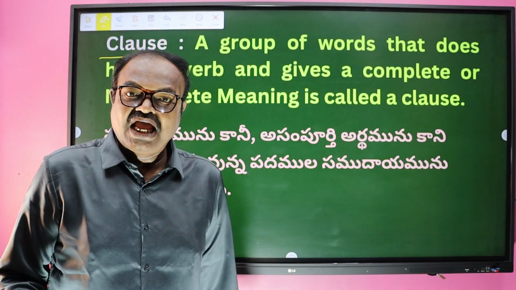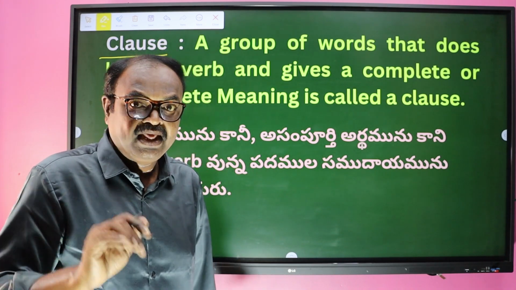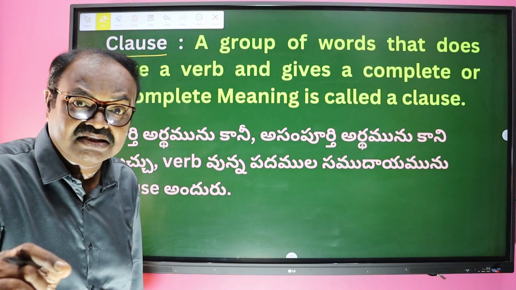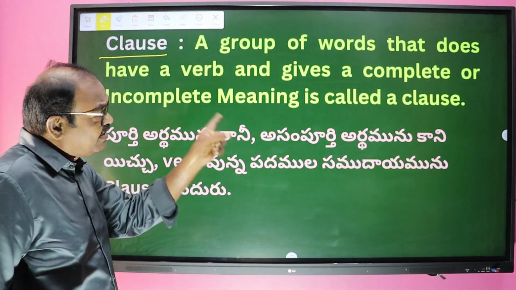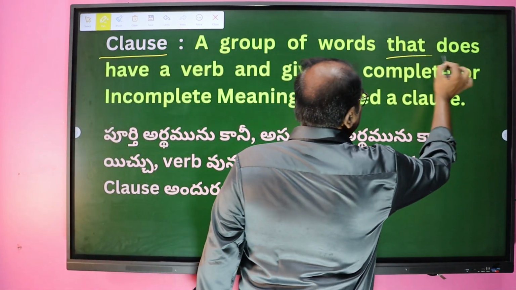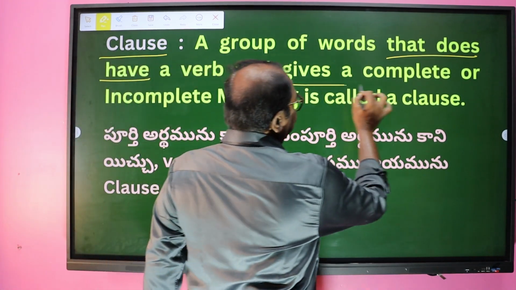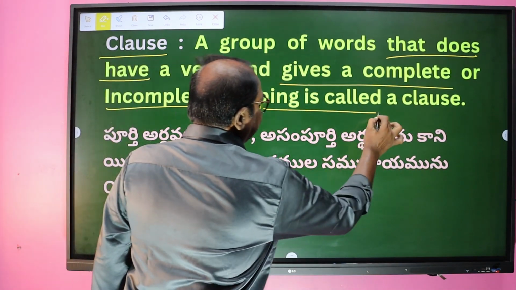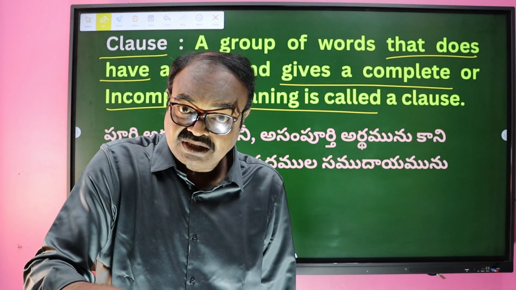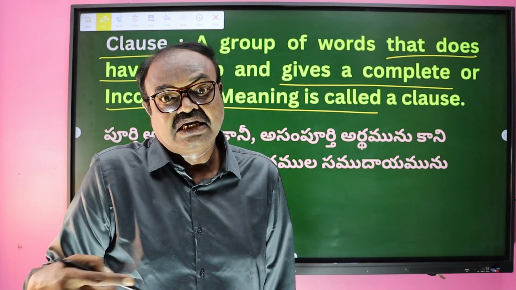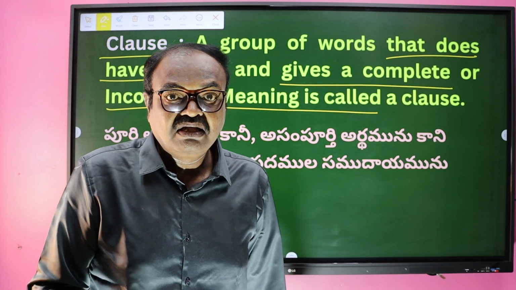You have understood about phrase. A group of words which does not have a verb is called a phrase. Now you are going to learn clause. See here, a clause means a group of words that does have a verb. This is important. A group of words that has a verb and gives complete or incomplete meaning is called a clause. Such a part of a sentence or a full sentence is called a clause.